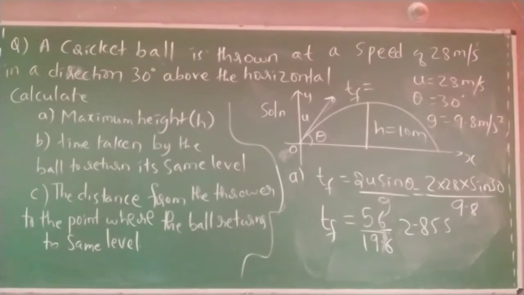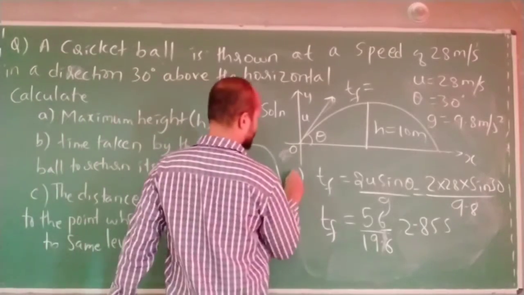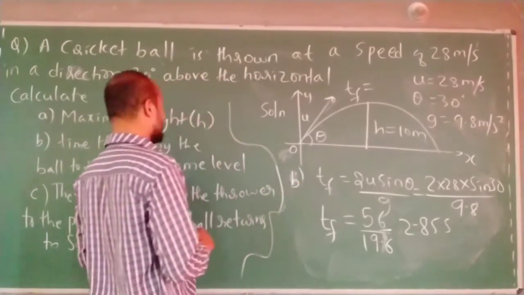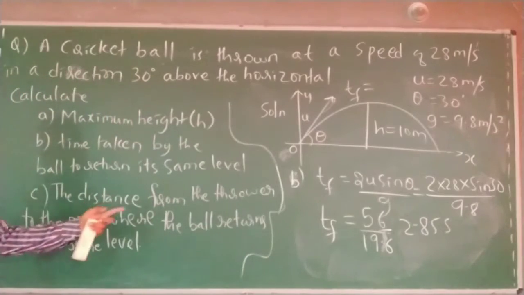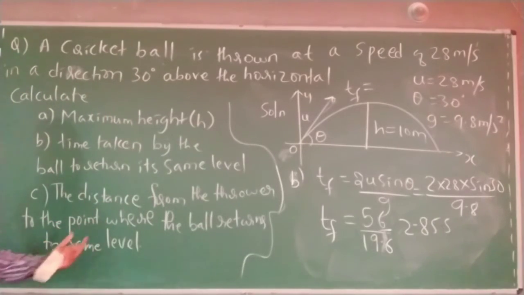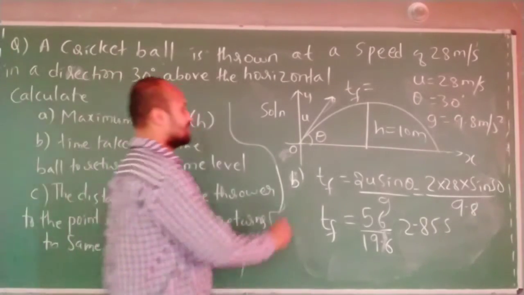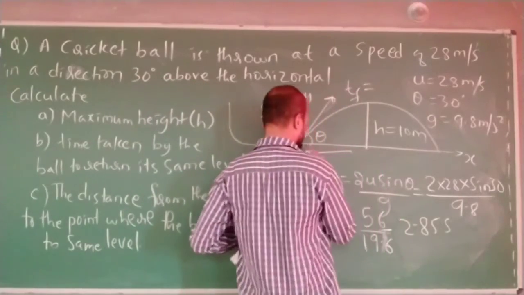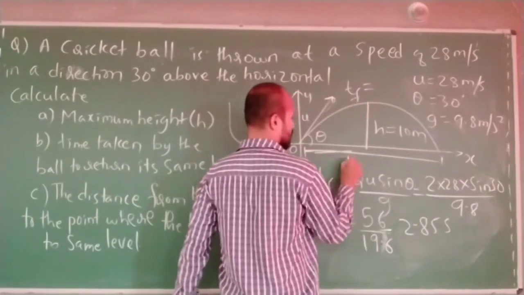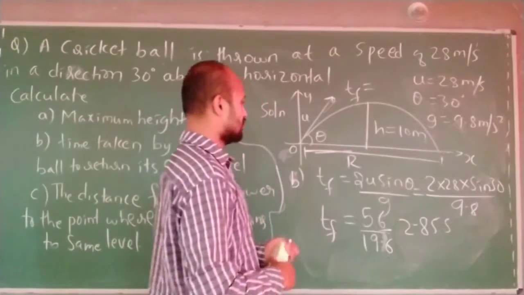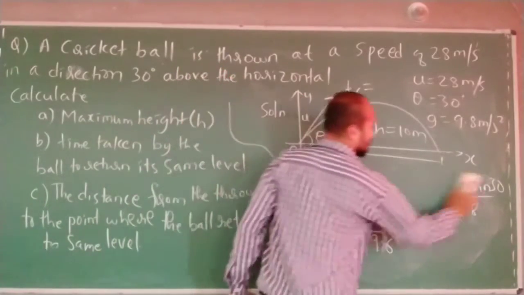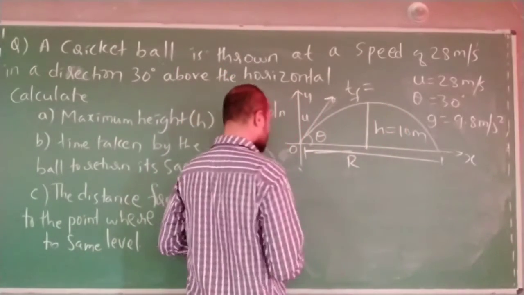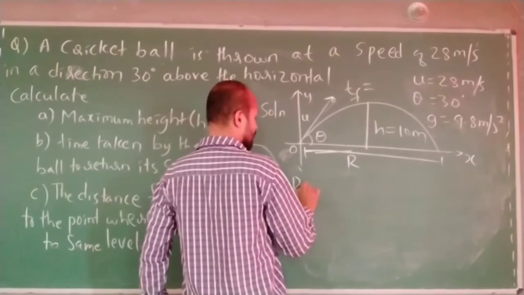Next, this is the second one. Let us find the third one. The distance from the thrower to the point where the ball returns to the same level. He is indirectly asking for the range. We will find the range.